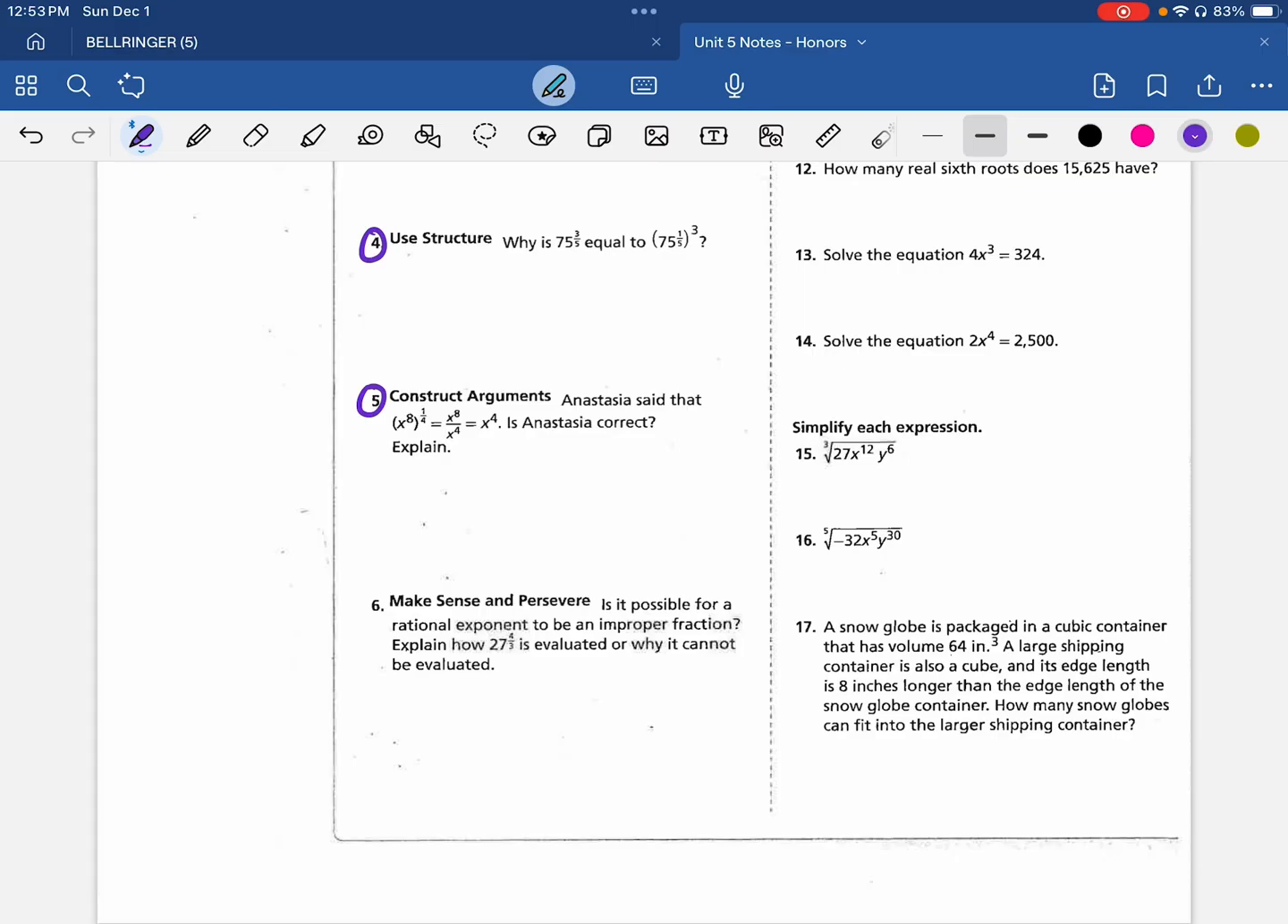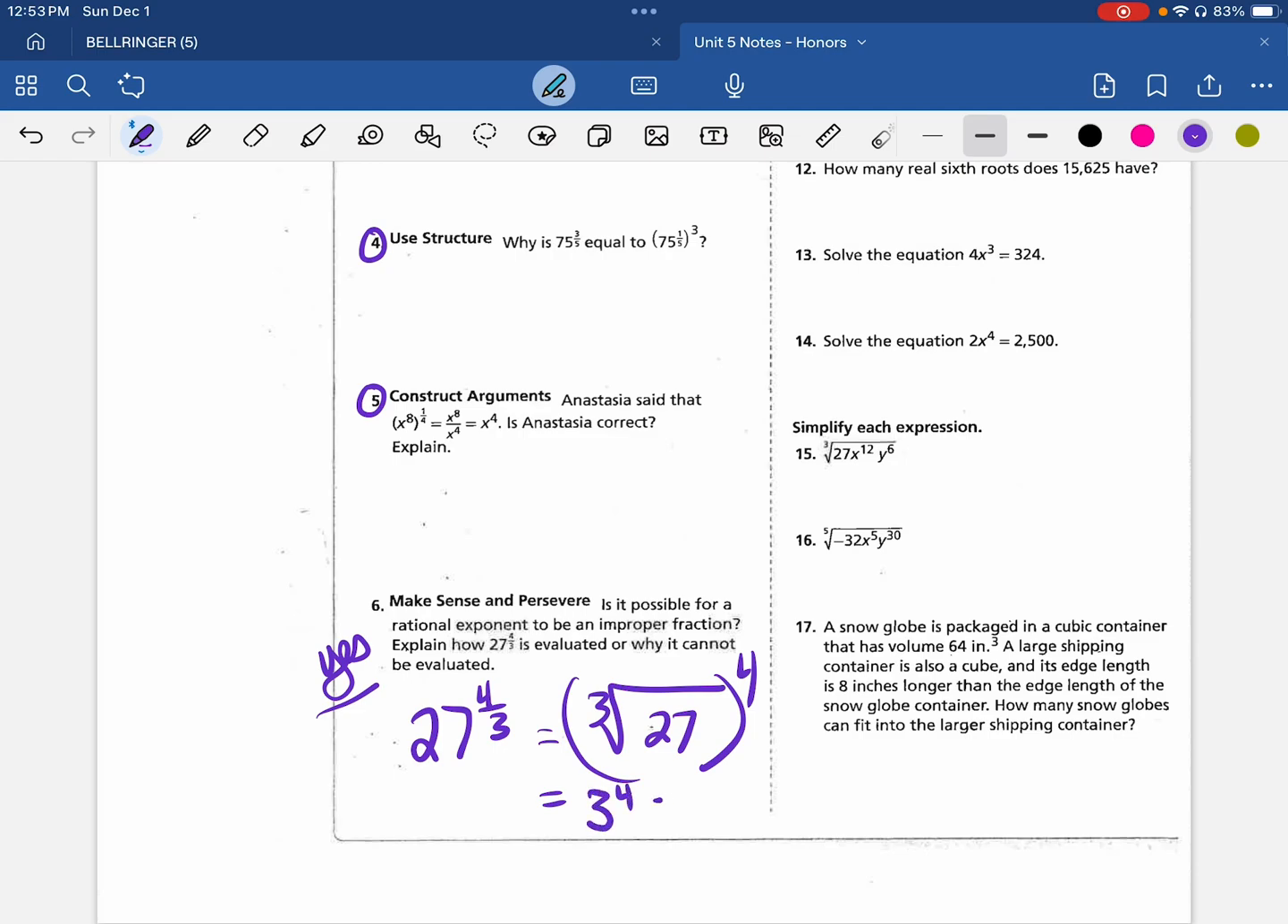For a rational exponent to be an improper fraction. So they're saying, is this legal? Math legal. And it is, because it's just the power 4, the root 3. So yes. 27 cube root to the 4th. While we're at it, let's just evaluate it. The cube root of 27 is 3. 3 to the 4th is basically 9 times 9, or 81.